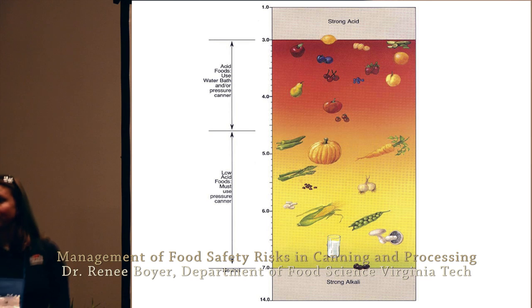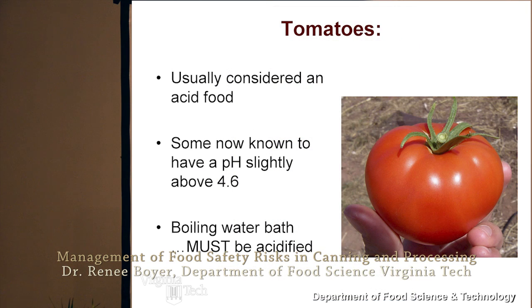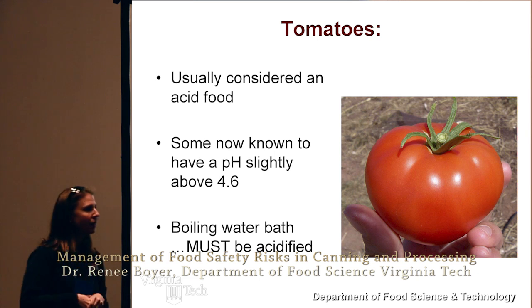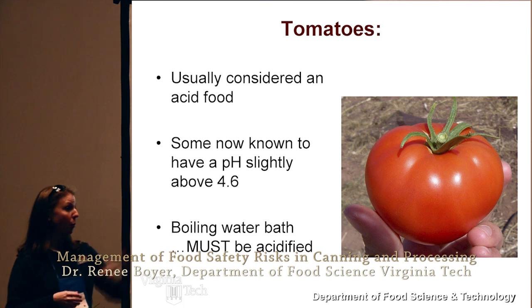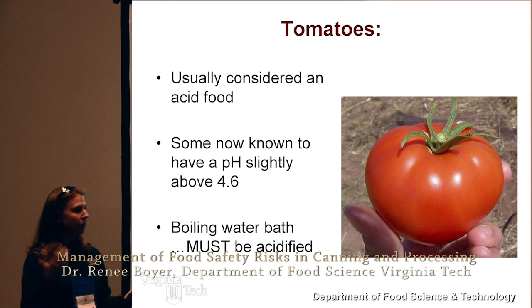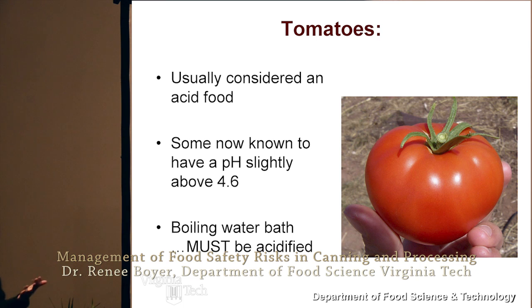Tomatoes are a special case. It used to be, and I don't know the reason why, maybe someone else in this room does, that tomatoes were considered an acidic food. They were always lower than 4.6. Now we have a lot of heirloom tomatoes, and a lot of people want sweet tomatoes. So the way they bred tomatoes has changed their pH, right? So now tomatoes are either right on the line or they can sometimes even be considered low acid.